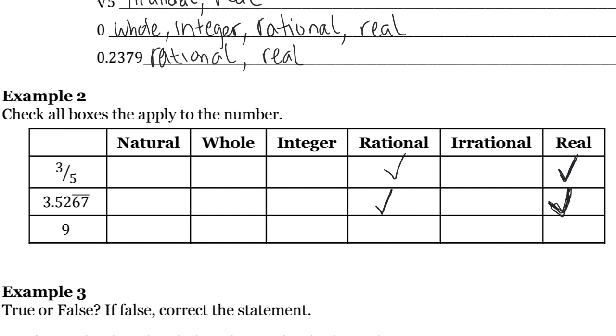What about 9? Can I count 9 on my fingers? Yes. So if it's a natural number, that means it's a whole number. And if it's a whole number, that means it's an integer. If it's an integer, that means it's rational. If it's rational, that means that it's real.